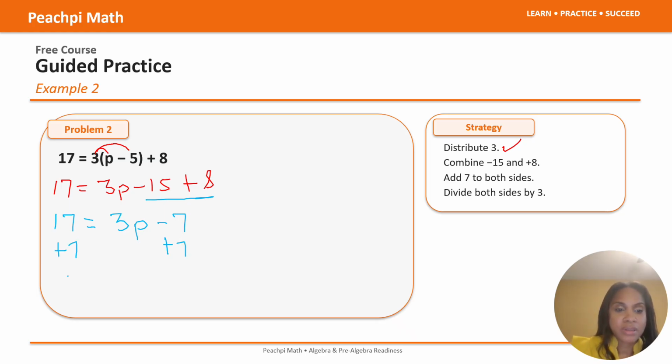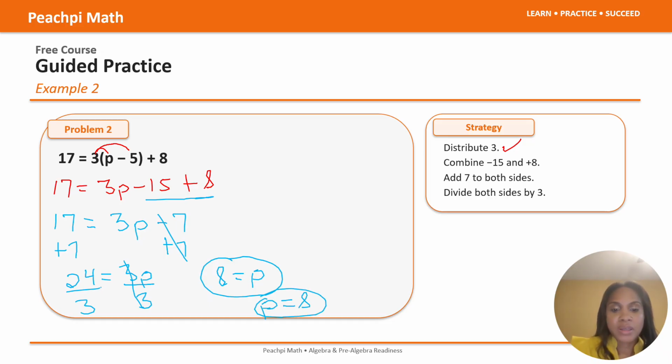17 plus 7 is 24. Bring down that 3p. And again, from example 1, remember we read that as 3 times p. So the inverse would be division. You divide by whatever is next to that variable because our goal is to isolate the variable. It cancels. 24 divided by 3 is 8. So my answer is 8 equals p, or reading from left to right, p equals 8.